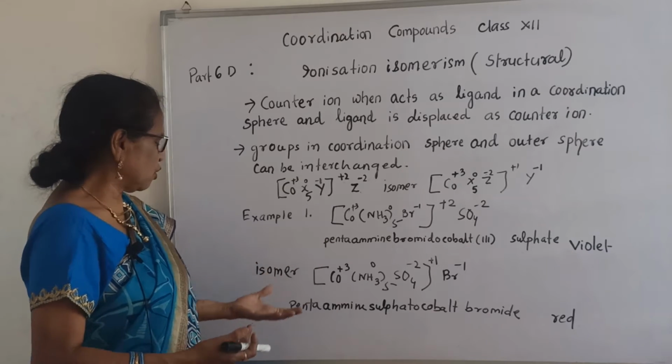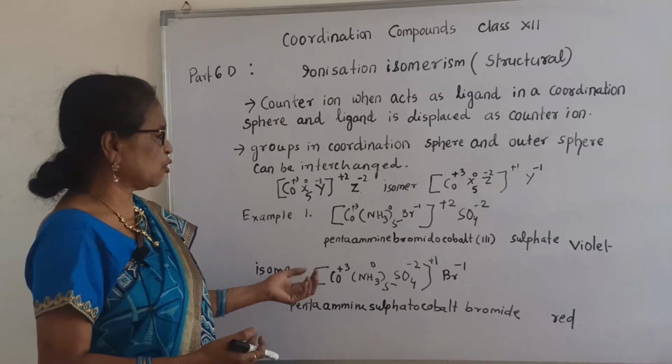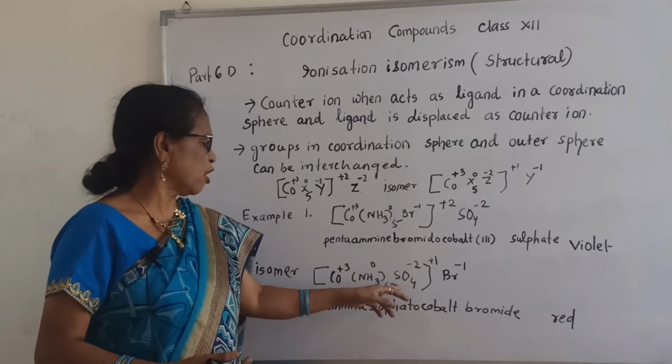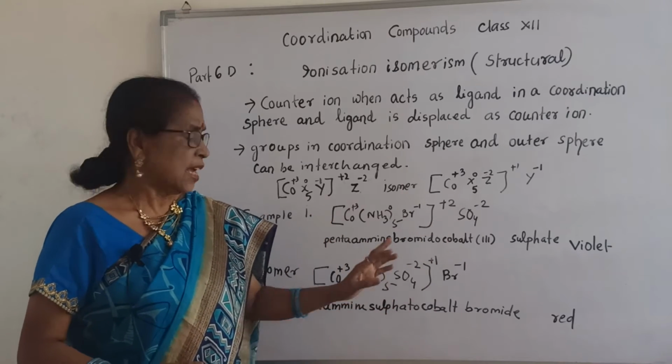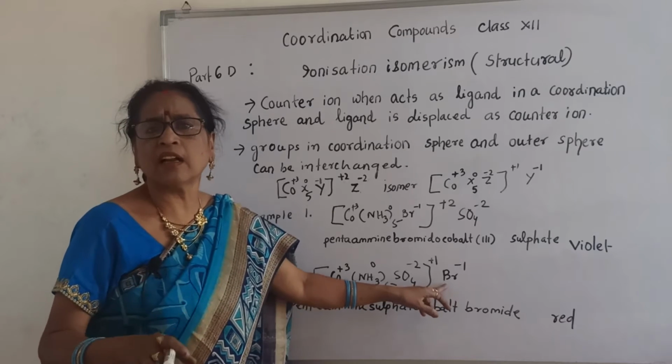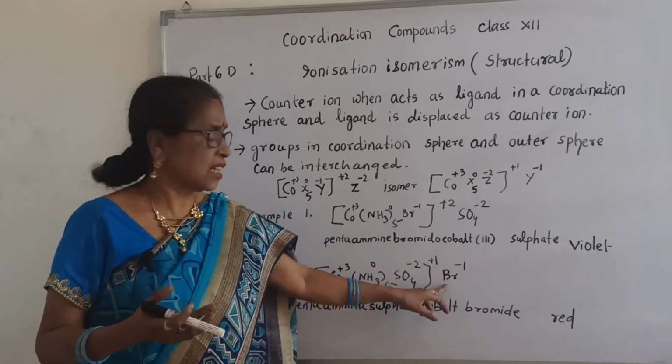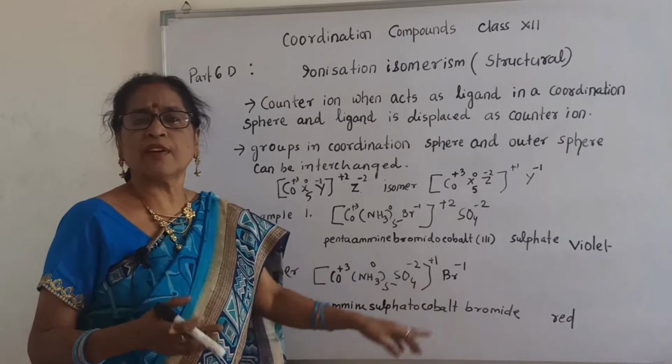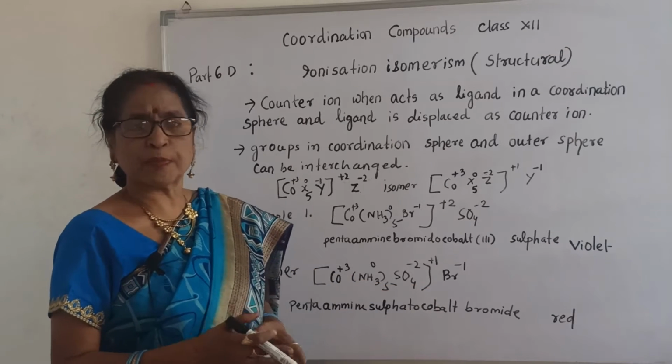So what is the isomer of this? The ionization isomer, because sulfate will come inside and Br will go outside. In this case Br minus acts as the acid radical and gives the test. What is the test? Br minus gives the silver nitrate test, and a pale yellow precipitate forms.